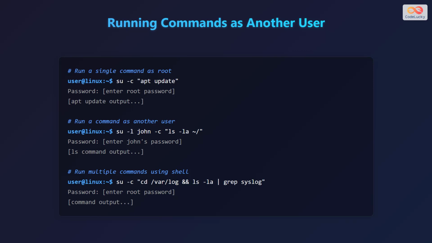You can also run multiple commands using the shell by combining the -c option with shell commands. For example, su -c "cd /var/log && ls | grep syslog" will change the directory to /var/log, list all files, and then grep for the word syslog. This is an example of running multiple commands at once.